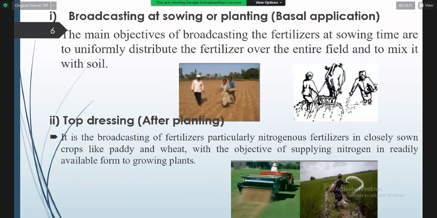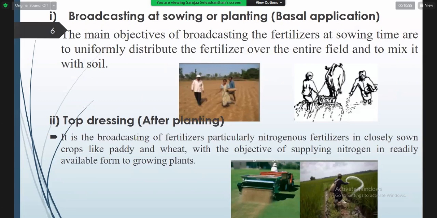Broadcasting at the sowing or planting time is called basal application. The main objectives of broadcasting the fertilizer at the sowing time are to uniformly distribute the fertilizer into the field and to mix it with the soil, before planting or during the planting time.